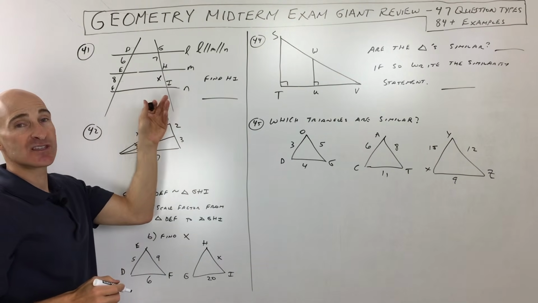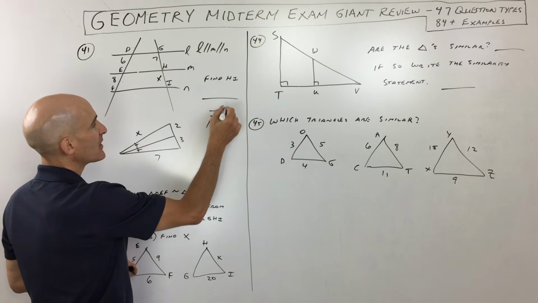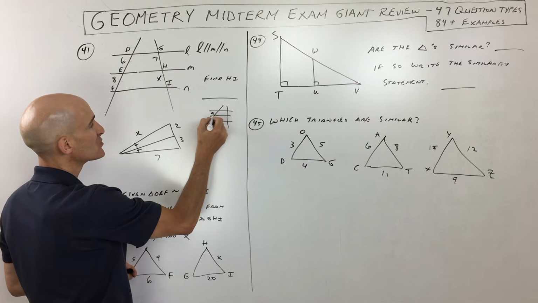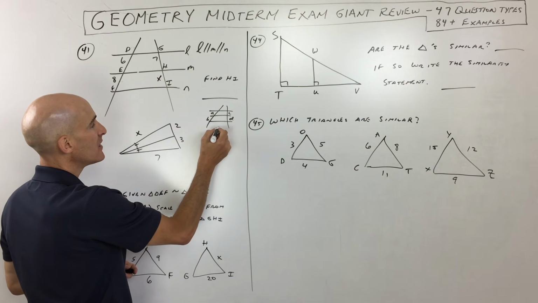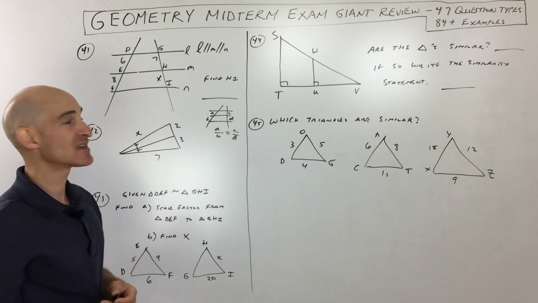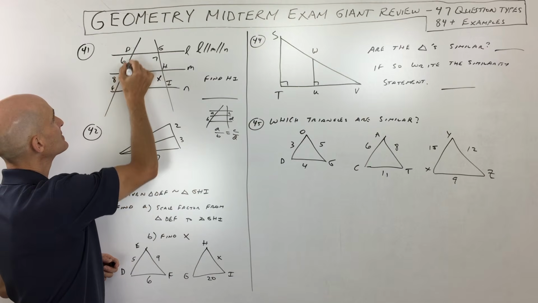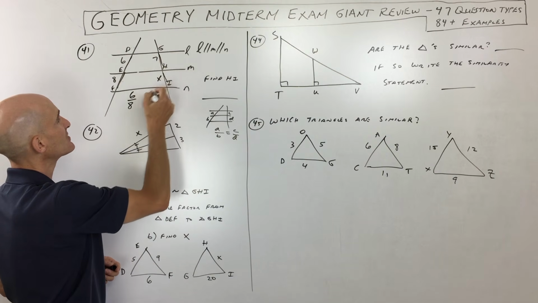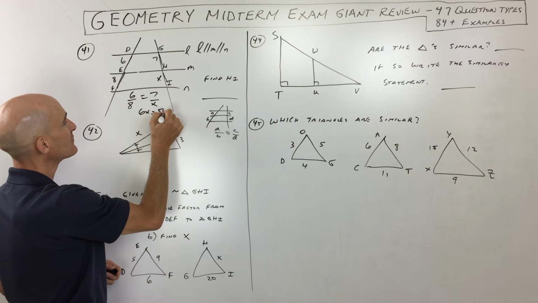Now this problem is very similar to the last problem we did, number 40, but when you have 3 parallel lines cut by 2 transversals, let's just call these 2 pieces A and B, these 2 pieces C and D. The ratio of A to B is the same as C to D. So that's the key formula here. So we're going to say 6 is to 8 as 7 is to x. And then all we have to do is cross multiply. 6x equals 56.